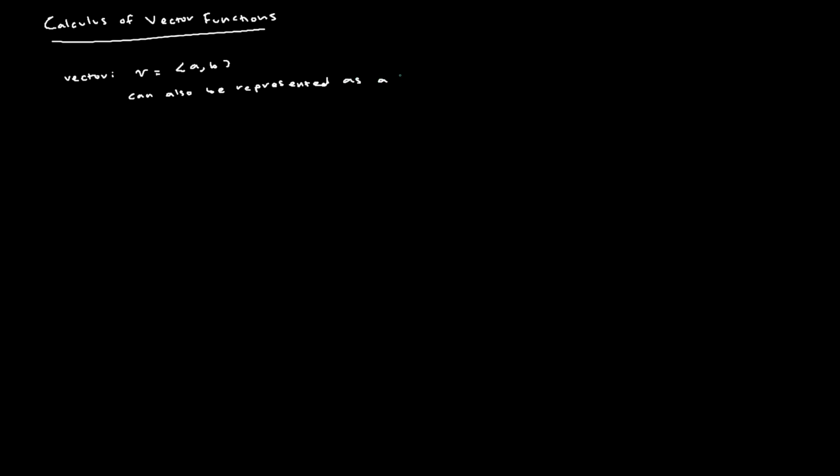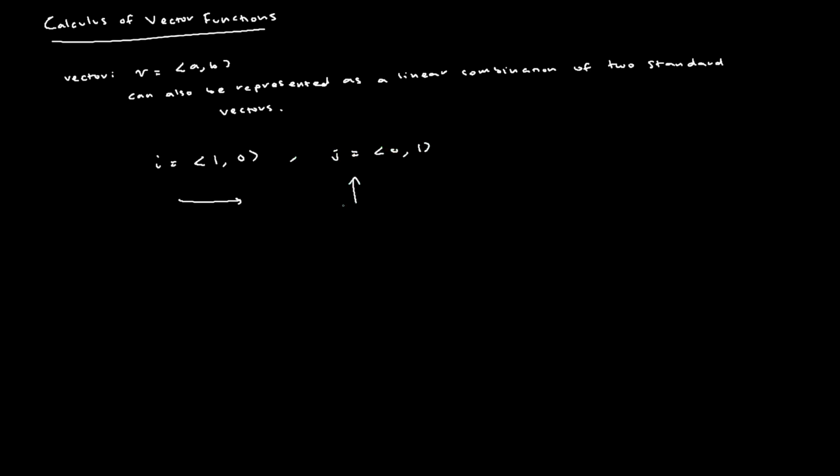And this notation, ⟨a, b⟩, can also be represented as a linear combination of two standard vectors. And what I mean by standard vectors is that we have a vector i, which is represented by ⟨1, 0⟩, so it kind of looks like this, just like the horizontal x-axis, and then we have the vector j, which is ⟨0, 1⟩, and this is the y-axis. It kind of looks like that, right? And so whenever we have some vector v equal to ⟨a, b⟩, we can write it in terms of a linear combination of i and j.